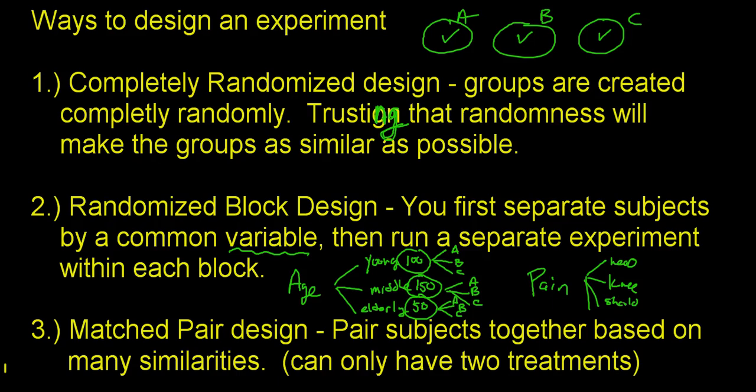So everybody with head pain, you're going to get into a group. Some of you get A, some of you get B, some of you get C, randomly, of course. Everybody with knee pain, some get A, some get B, some get C. That's how you do a randomized block design.